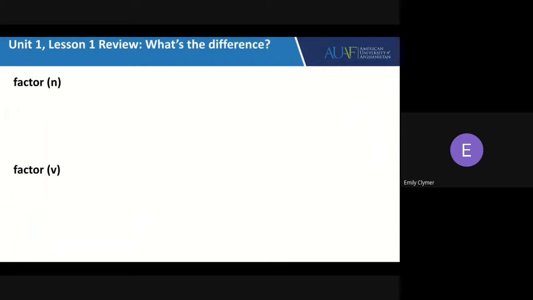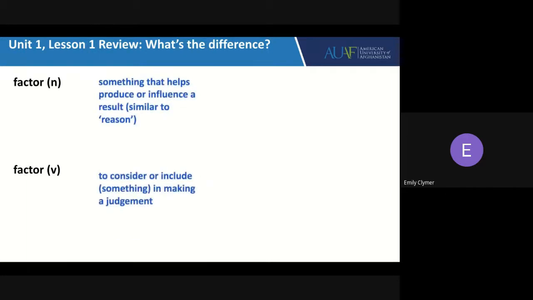Okay, so the next part of your homework last week was to write an original paragraph, and I noticed that many students who were using the word factor, whether it was a noun or a verb, were actually not using it correctly. So first I wanted to clarify the meaning. Factor as a noun means something that helps produce or influence a result. In this way, factor is very close to the word reason. Now, factor as a verb means to consider or to include something in making a judgment.